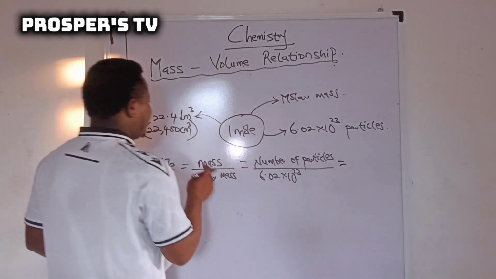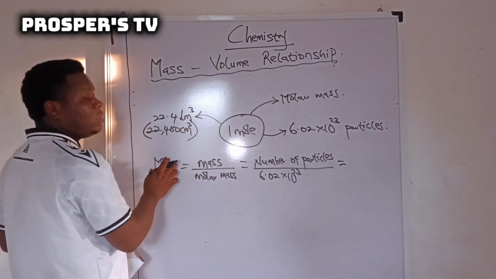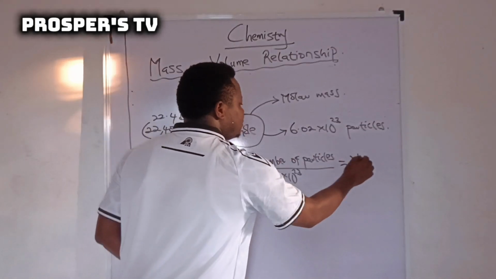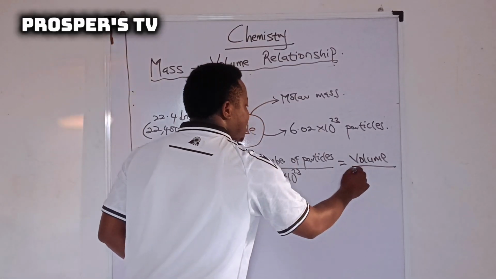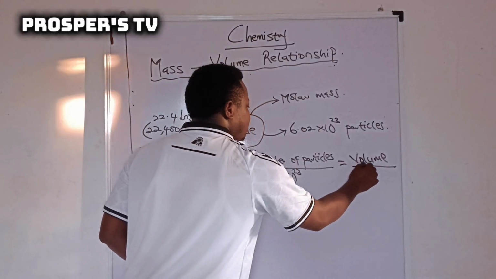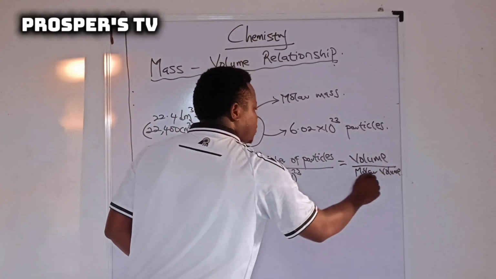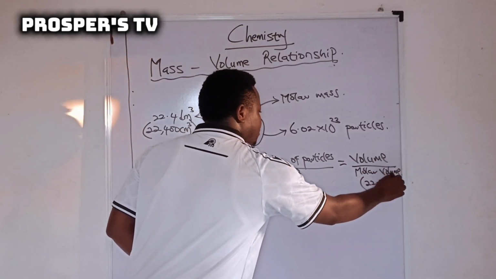And then we can also express it in terms of this now. So we can say mole is equal to volume, this is volume, sometimes you'll be given the volume, then divided by molar volume. Molar volume we mean is 22.4 dm cube.